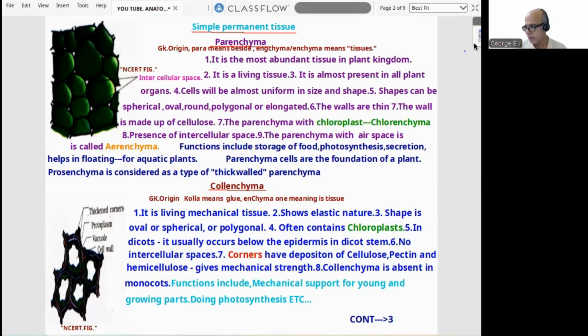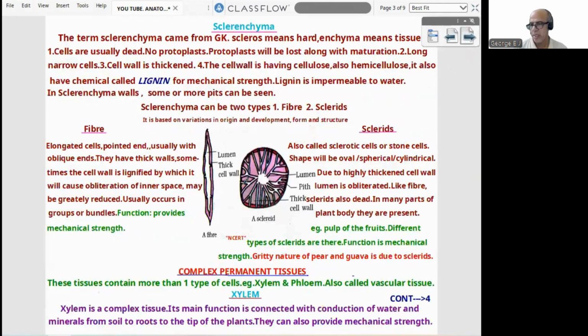Now we can proceed to the next permanent tissue, simple sclerenchyma. The term sclerenchyma came from Greek. Scleros means hard, and chyma means tissue. So what are the properties? Cells are usually dead. Sclerenchyma cells are dead. Parenchyma and collenchyma are living. Collenchyma is a mechanical living tissue.